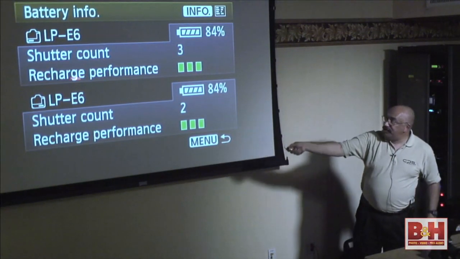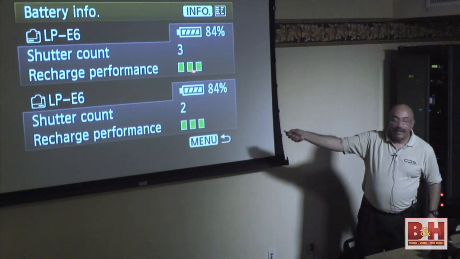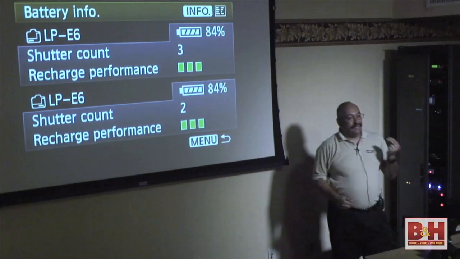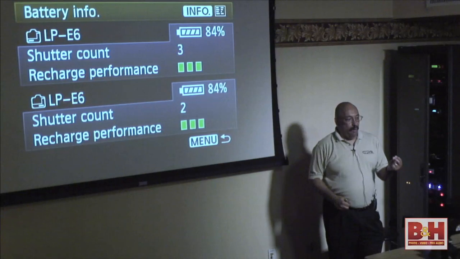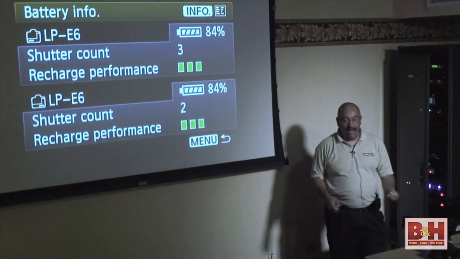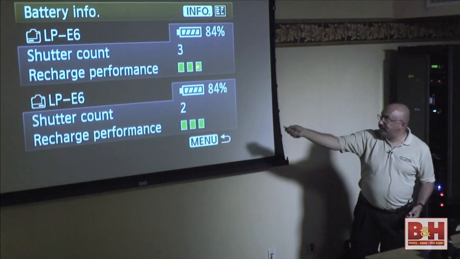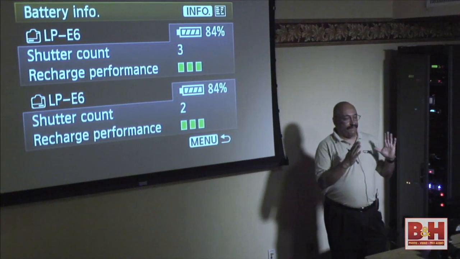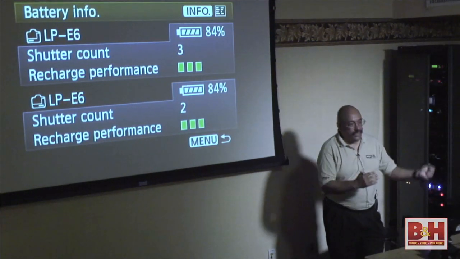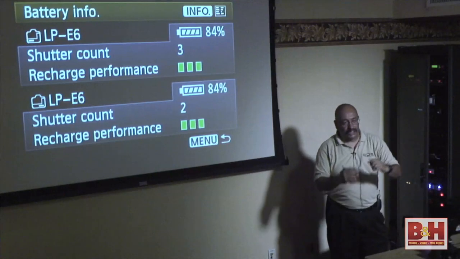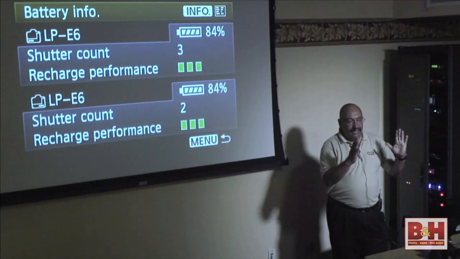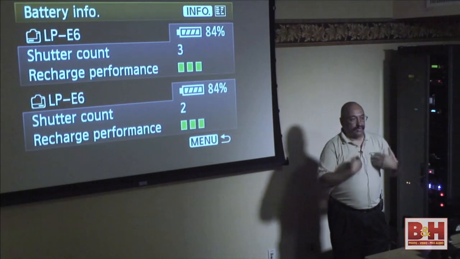And then below it, you see this thing called recharge performance in these three little green squares. Basically, that is monitoring how well the batteries can hold a charge over time. It's not how much charge is left in them at the moment. That's up here. What this is, basically, batteries have a finite number of cycles of charge, discharge, charge, discharge that they can go through, and eventually they start losing their punch. Just like folks like me get old and we're not like we were in our 20s, the batteries kind of get like that too in a sense.